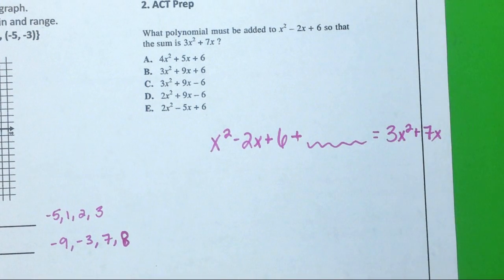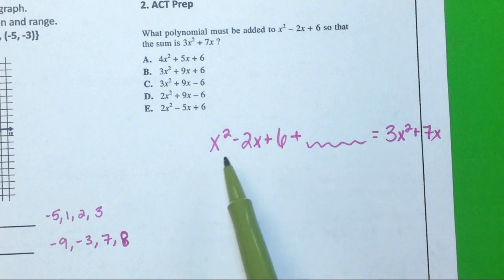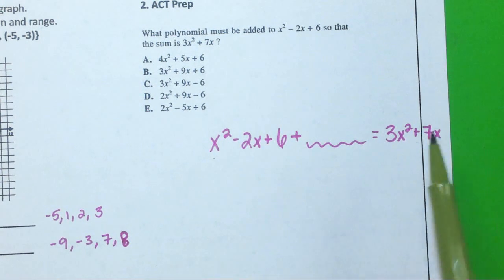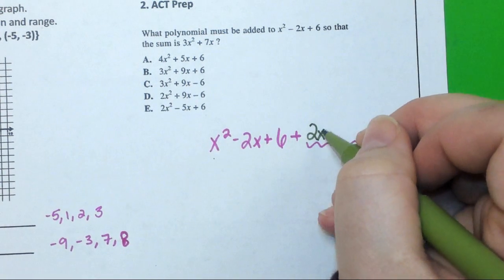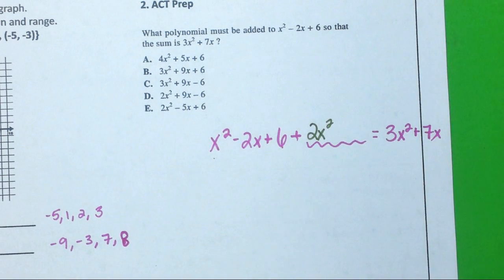Okay. We have two ways we can solve this. My way would be to figure out this plus what, hence the little squiggle line, needs to give me 3x squared. So x squared to 3x squared, I'm going to need to add 2x squared, because x squared plus 2x squared gives you 3x squared. So I'm leaning towards Kiana, probably.